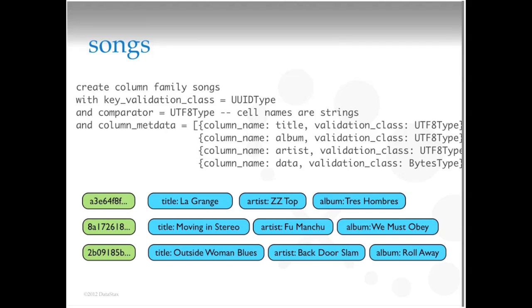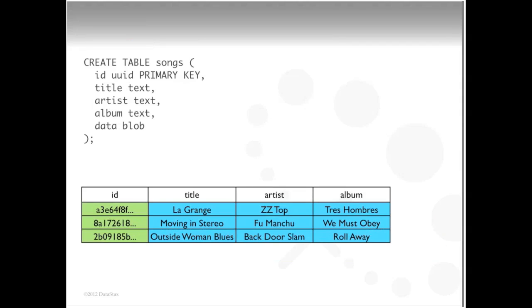Mapping that to CQL is also straightforward. So this becomes create table songs. I have a UUID primary key, and then I have some columns defined. I've left data off because that's just a binary blob. I don't want to put 3 megabytes of data on the slide, but the other 3 columns are represented here.